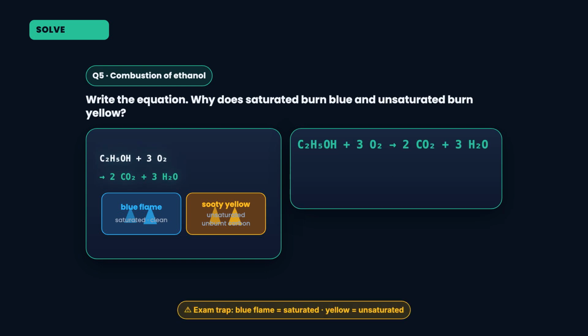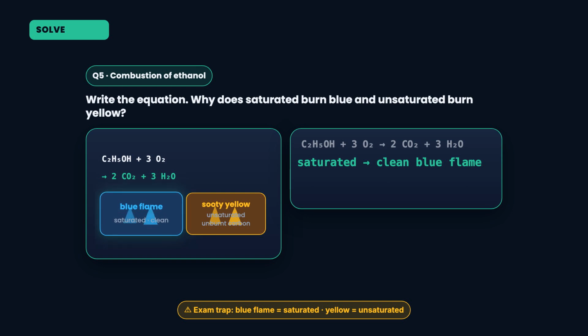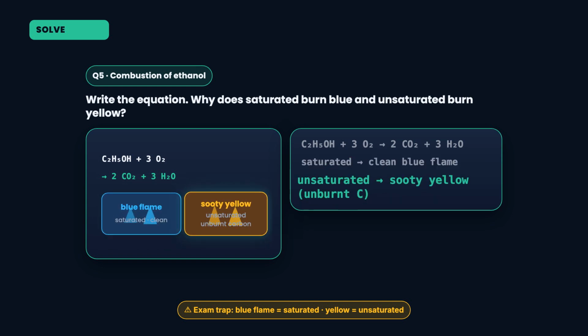5. Combustion of ethanol. Ethanol burns in oxygen to give carbon dioxide and water. Saturated hydrocarbons burn with a clean blue flame. Unsaturated ones burn with a sooty yellow flame because of unburnt carbon.